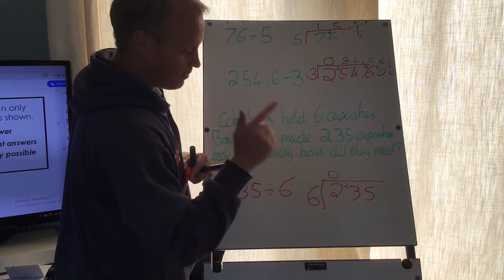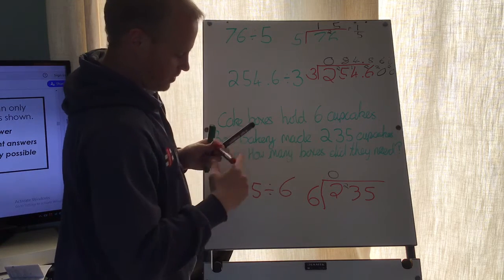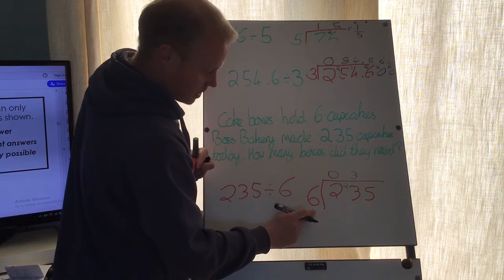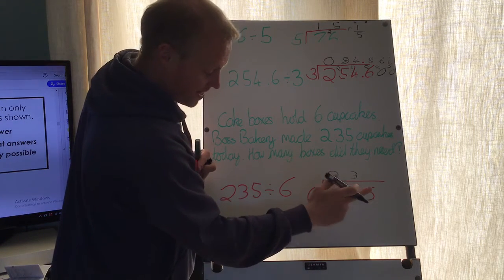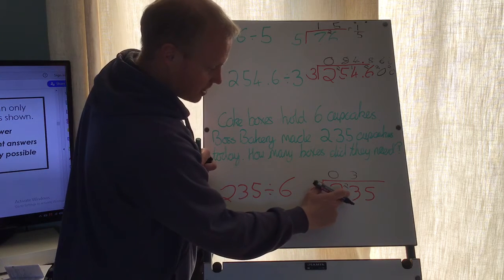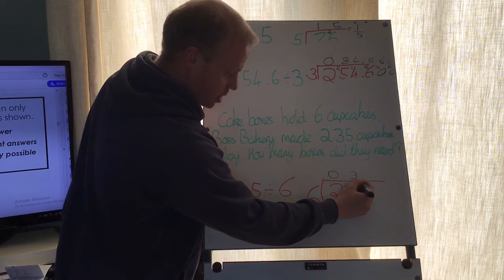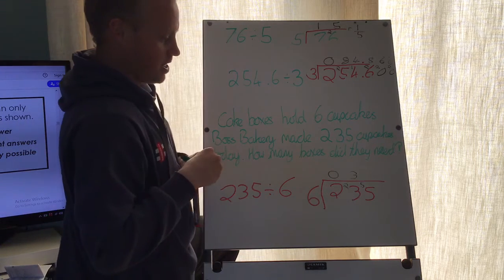6, 12, 18. Can't go to 24, so it's 3 jumps. 3 times 6 was 18. The difference between 18 and 23 is 5. So I have 5 left over, 5 remainder. So that is exchanged for 50 in the next column. So I now have 55 in the next column.